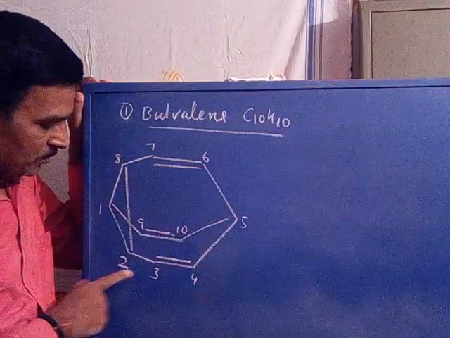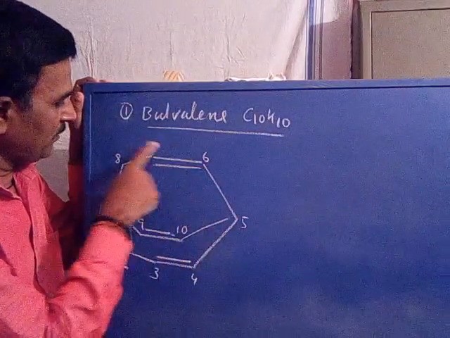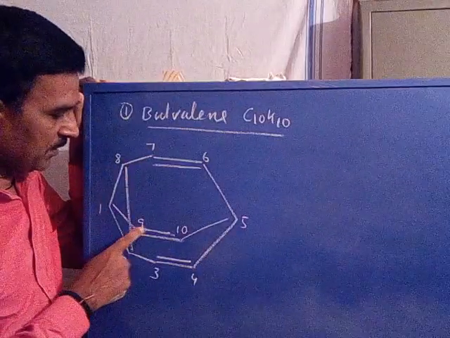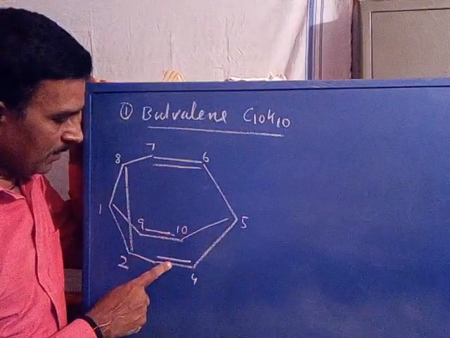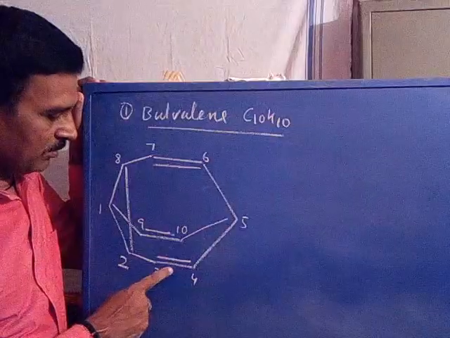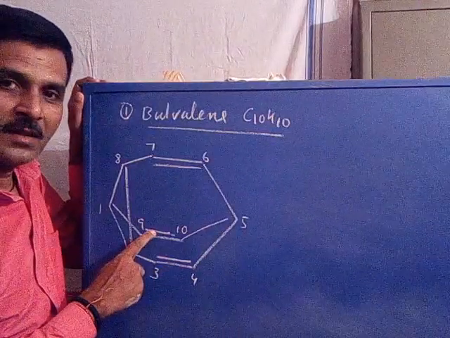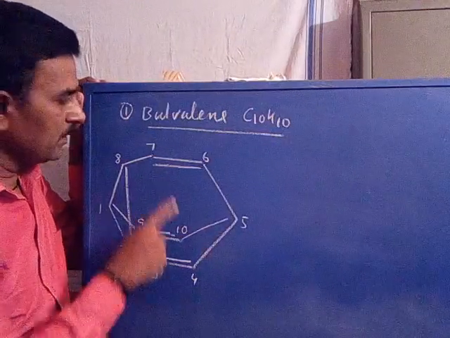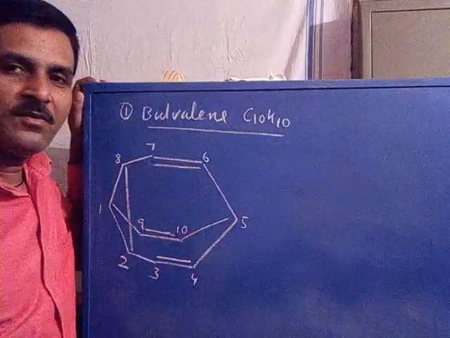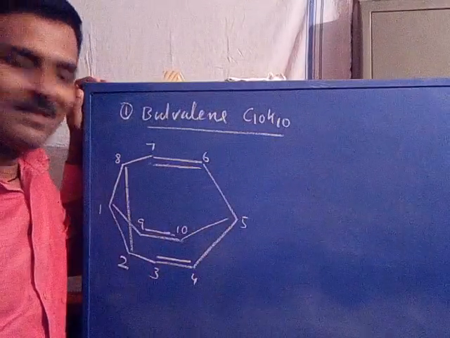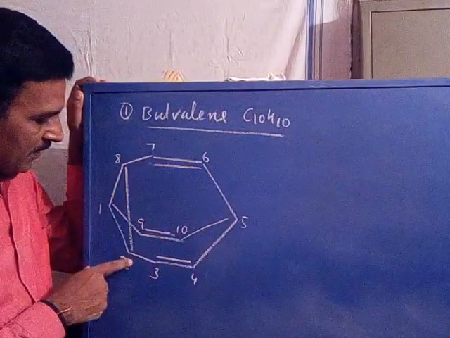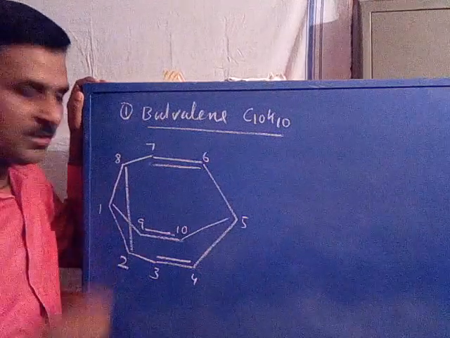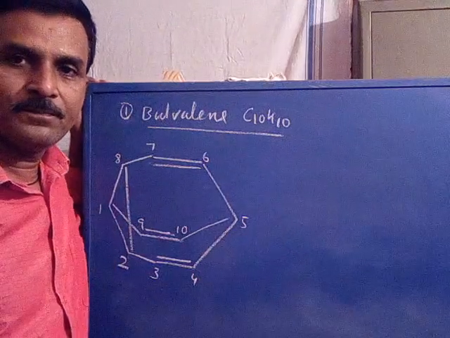Say this is 1, 2, 3, 4, 5, 6, 7 and 8. This is carbon 9, carbon 10. One double bond, two double bonds, three. One double bond between carbons 3 and 4, another double bond between carbons 9 and 10, the third double bond between carbons 6 and 7. There is a single bond between the 8th and 2nd carbons. So this is the structure of bullvalene.